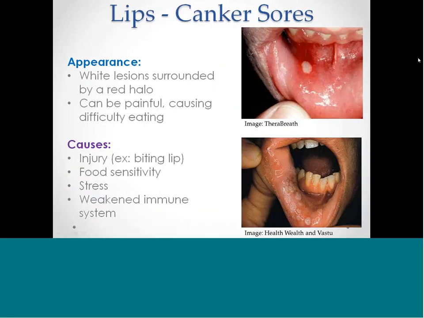Canker sores. Canker sores are another name for aphthous ulcers. They appear as white lesions surrounded by a red halo. Canker sores can be very painful and cause difficulty eating. They can appear on the lips, but are also seen in other areas of the mouth. There are a few causes of canker sores, some of which include injury, food sensitivity, stress, or a weakened immune system. Canker sores are not contagious, but when they recur frequently, further investigation is required.